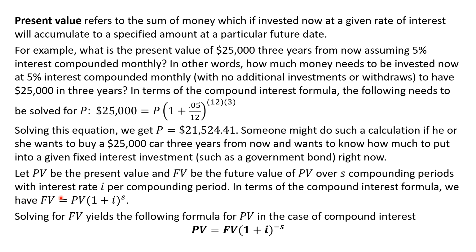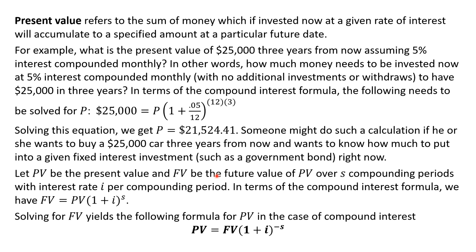PV was the principal here, right? And this was the amount you would have over this time interval at this interest rate per compounding period. And so you just need to divide this into both sides, and you get the formula for present value. Again, this is for compound interest.